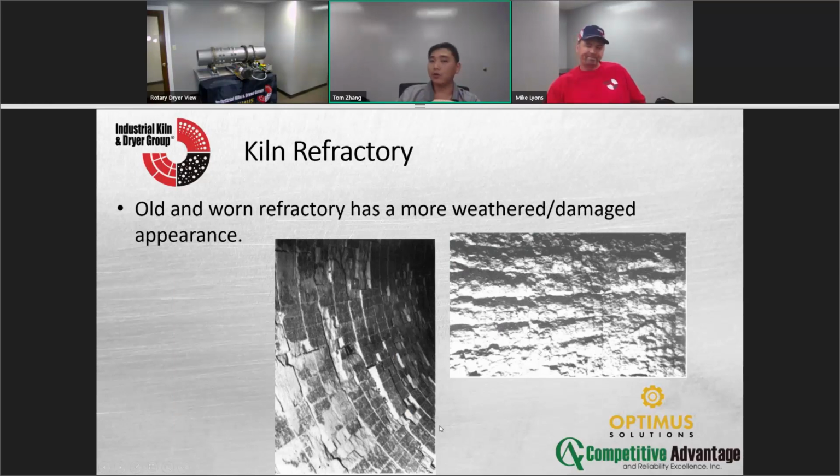Again, old, worn brick, you'll see something like that. But really, I would say most people don't have a lot of opportunities to go inside and do inspections on a refractory. So again, for refractory, ovality is a good measure.